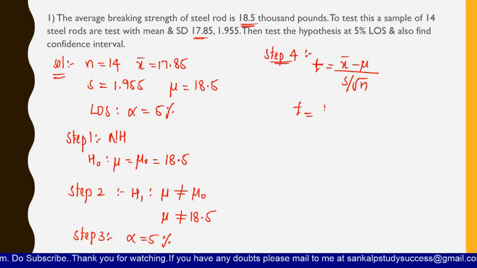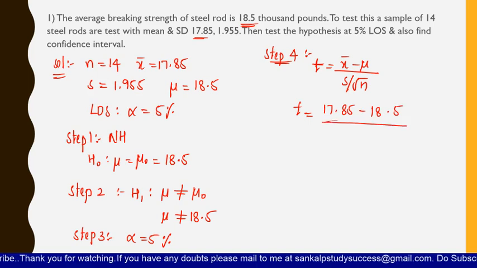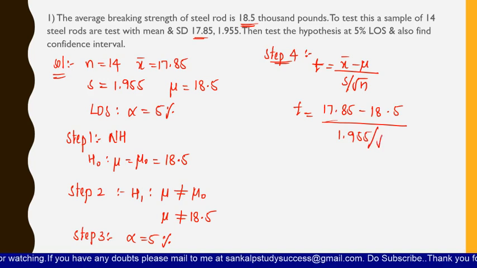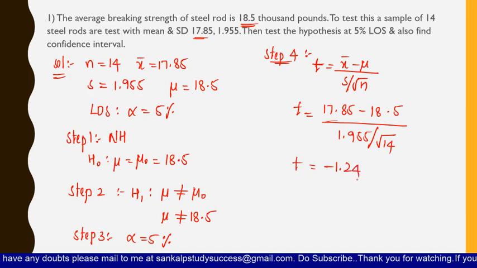X bar is nothing but 17.85 and mu value is 18.5, right? And divided by s value. What is s value? 1.955, which is already given, and then it is divided by root n. Root n is nothing but square root of 14. So we have substituted all the values, and if we simplify this, we will get minus 1.24. The value of t is minus 1.24. We are done with the test statistic.